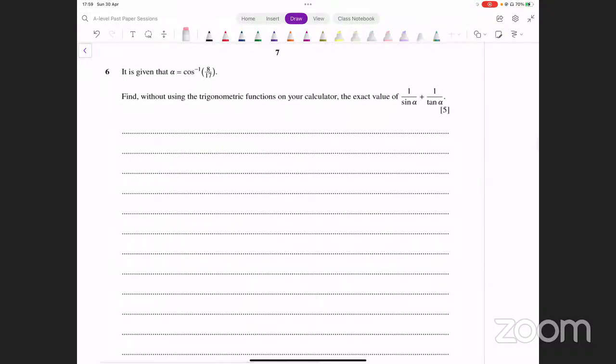Question number 6. It's given that alpha equals cos inverse of 8/17. Find, without using the trigonometric functions on your calculator, the exact value of 1/sin alpha plus 1/tan alpha.